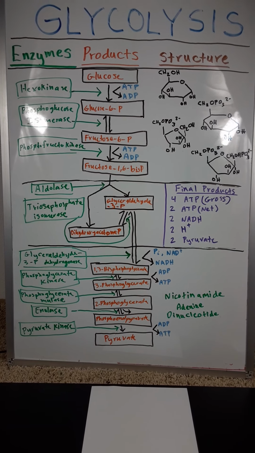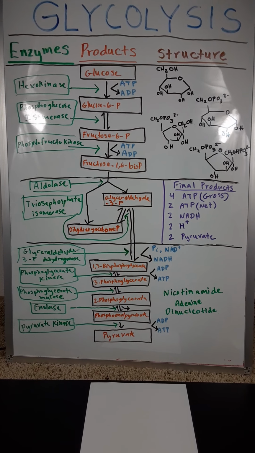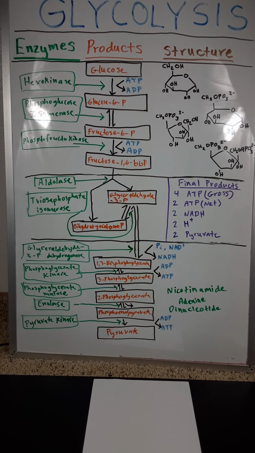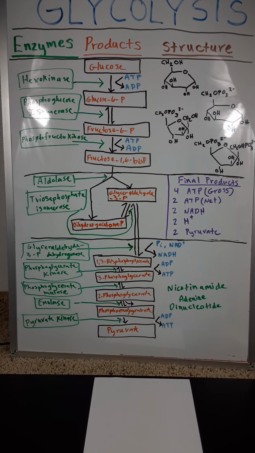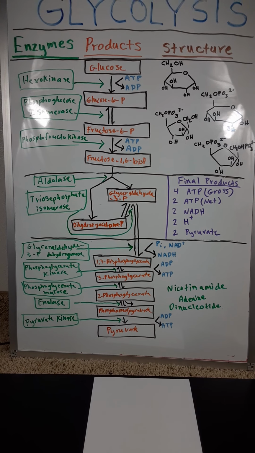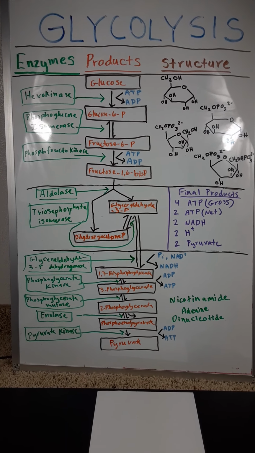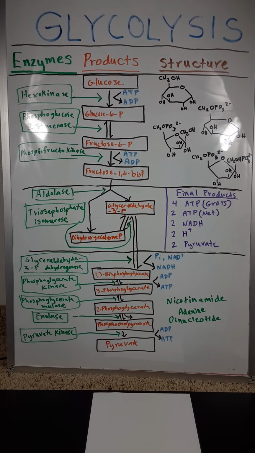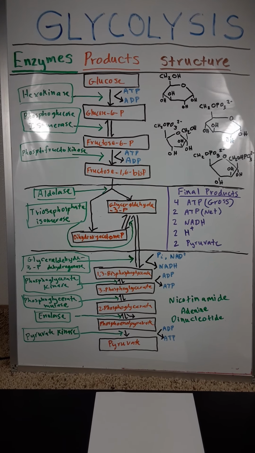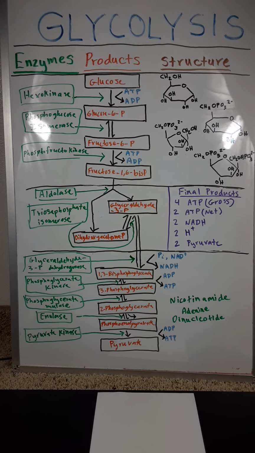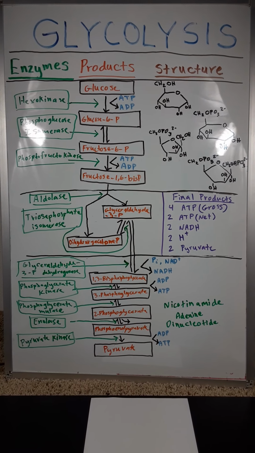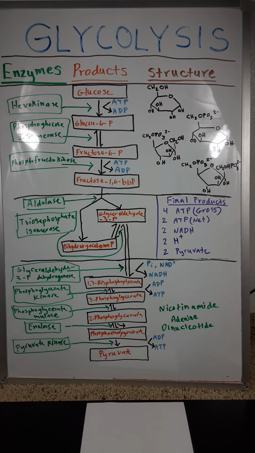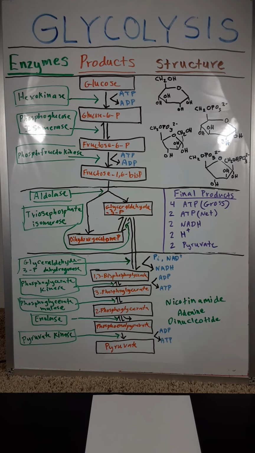And then on the right side, I've got some structures just to give you an idea of what's occurring. And the final products are also there in the purple, and that's just letting you know what you'll be getting at the end of glycolysis. I'm actually going to write this out on paper. We're going to go through it and explain what things are. Again, not in extreme depth, but enough to give a good understanding of what's occurring.